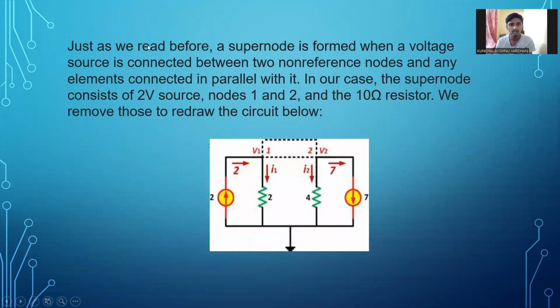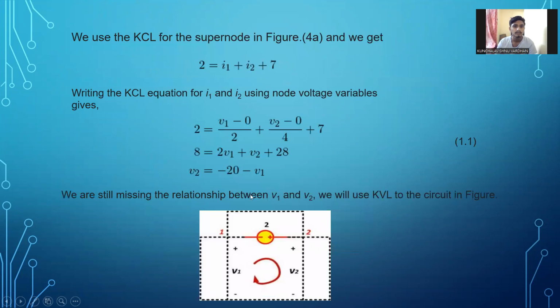Just as we read before, a supernode is formed when a voltage source is connected between two non-reference nodes and any elements connected in parallel with it. In our case, the supernode consists of the voltage source, node 1 and node 2, and the 10 ohm resistor. We remove those to redraw the circuit. Here we removed the 10 ohm resistor, and the circuit looks like this. Now let's apply KCL for the supernode.